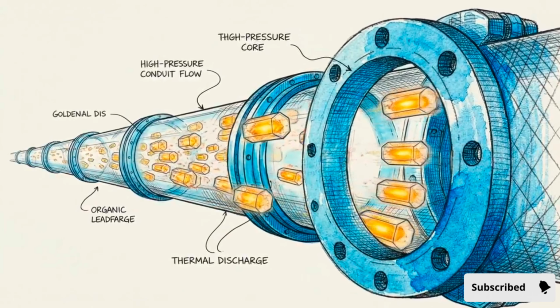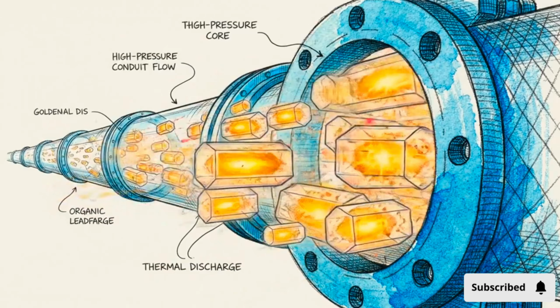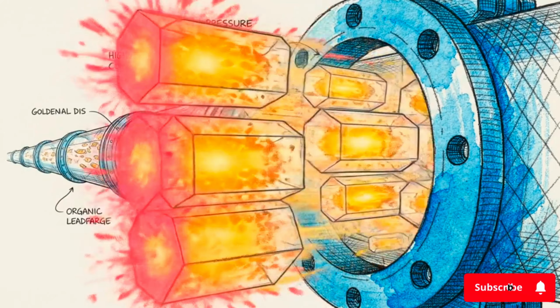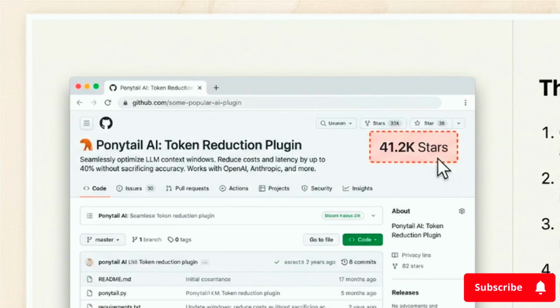Every time your application pings an AI model, it burns through tokens. In modern development, those API calls add up fast, turning routine data pipelines into substantial infrastructure costs. This repository shows a viral plugin called Ponytail AI. Over 41,000 developers have starred this project because it promises significant savings on token usage.